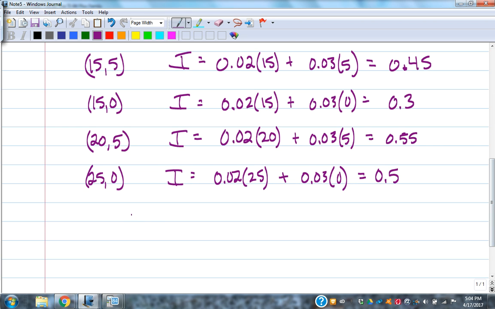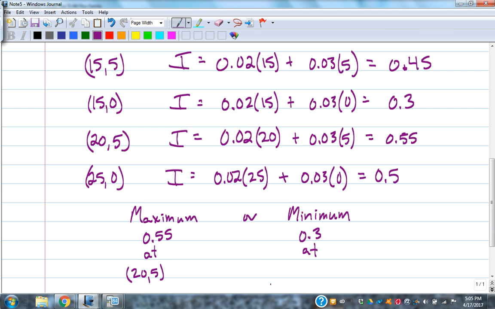And then they would ask you for a maximum or minimum. The maximum would be 0.55 at 20, 5. The minimum would be the 0.3 at 15, 0. They're going to ask you for one of those, not necessarily both of them. Ask you for a maximum or a minimum. And they would have some sort of context that this is the profit margin or this is a loss on a product or gains on a product or some sort of application of that.